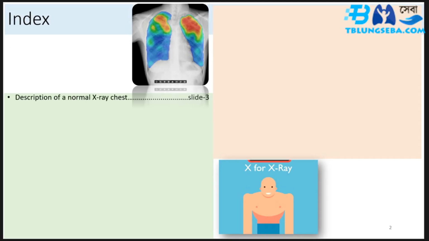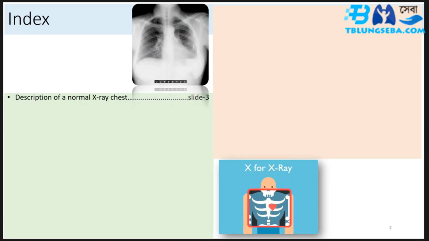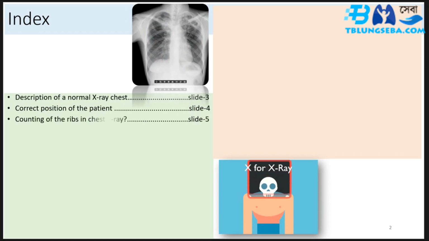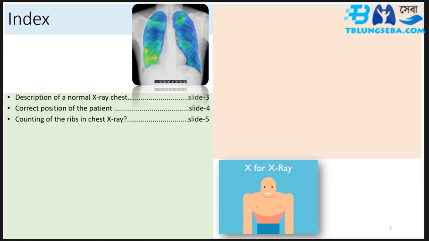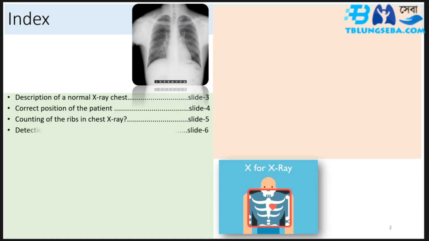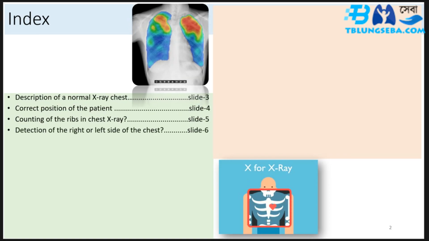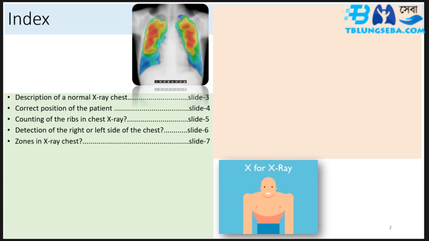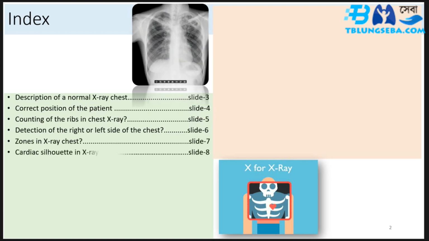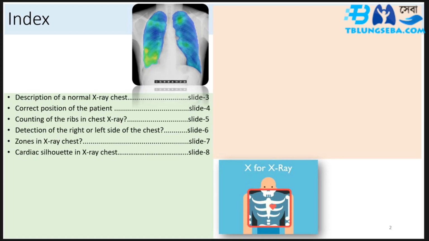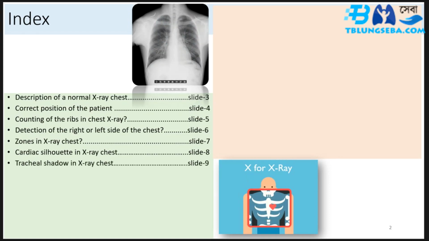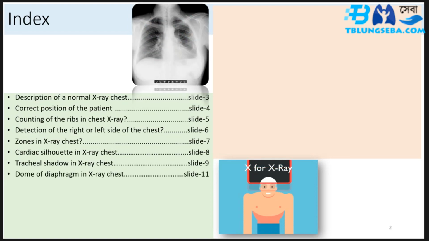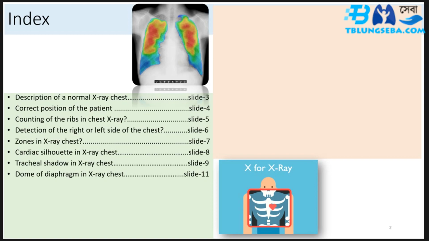Index. Description of a normal X-ray chest, Slide 3. Correct position of the patient, Slide 4. Counting of the ribs in chest X-ray. Slide 5. Detection of the right or left side of the chest. Slide 6. Zones in X-ray chest. Slide 7. Cardiac silhouette in X-ray chest, Slide 8. Tracheal shadow in X-ray chest, Slide 9. Dome of diaphragm in X-ray chest, Slide 11.